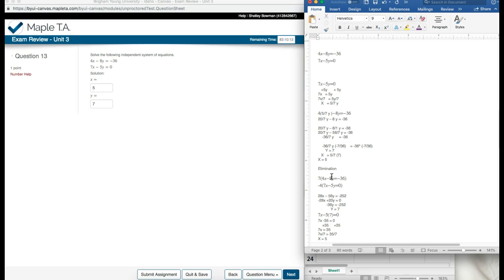So either way, either method that you prefer, I still end up with 5 and 7. And we'll move to the next one.